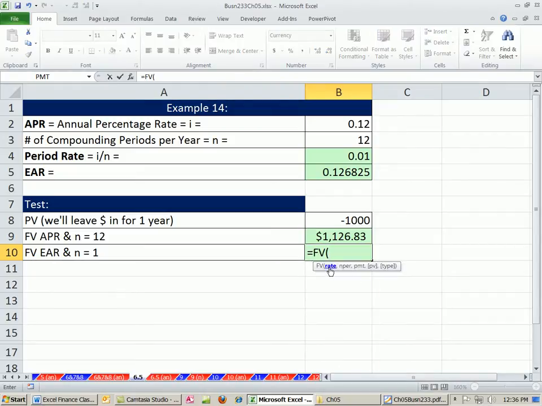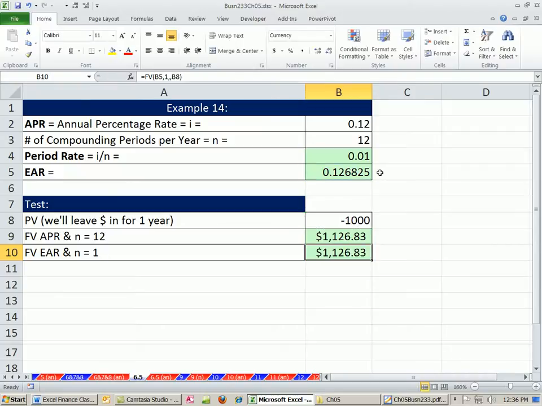Now, let's do it again. But now for the rate, we're going to use the yearly rate, comma, and the NPER is 1. This is the example of why the definition of EAR, the effective annual rate, is, given these two inputs, APR and N, it'll give us the rate that will calculate any future value with a compounding period of 1, comma, comma, and then the present value is this.